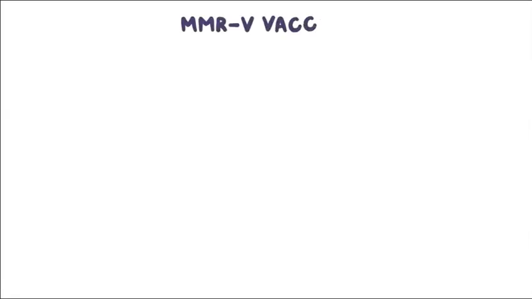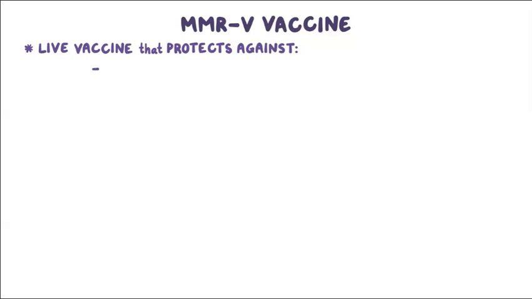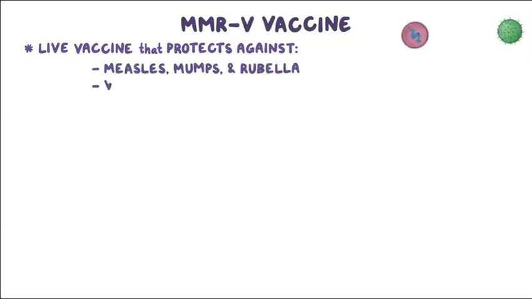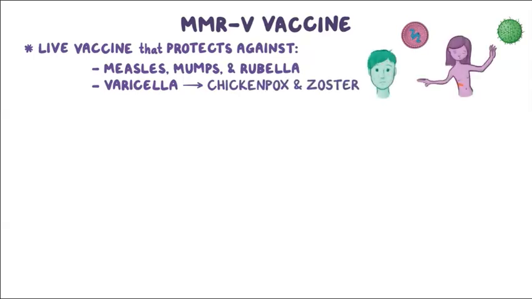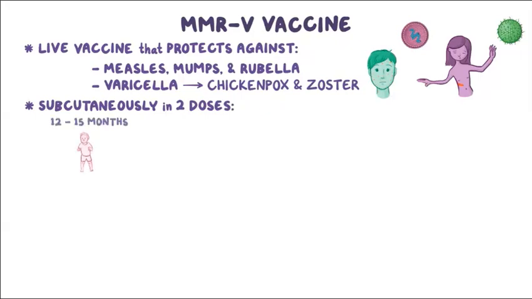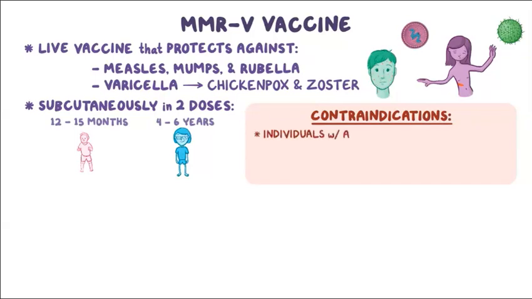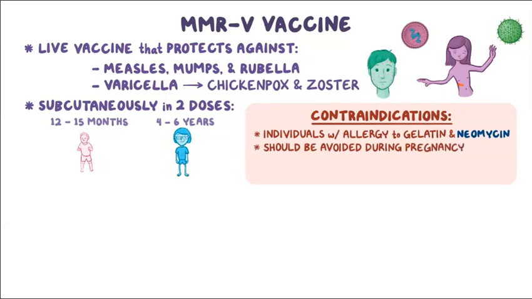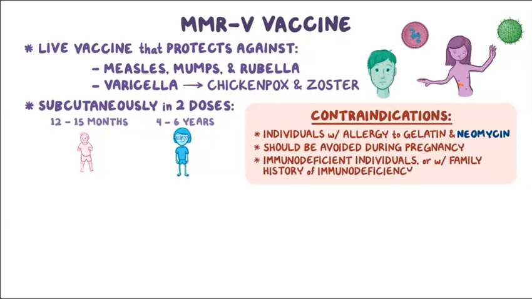Okay, now the MMRV vaccine is a live vaccine that protects against measles, mumps, and rubella, while varicella protects against 2 clinical diseases, chickenpox, and zoster. MMRV is given subcutaneously in 2 doses, one at 12 to 15 months and one at 4 to 6 years. It's contraindicated in individuals that have a severe allergy to gelatin or the antibiotic neomycin, both of which are vaccine ingredients. And since it's a live vaccine, it's also contraindicated in pregnant females and immunodeficient individuals or those with a strong family history of immunodeficiency.